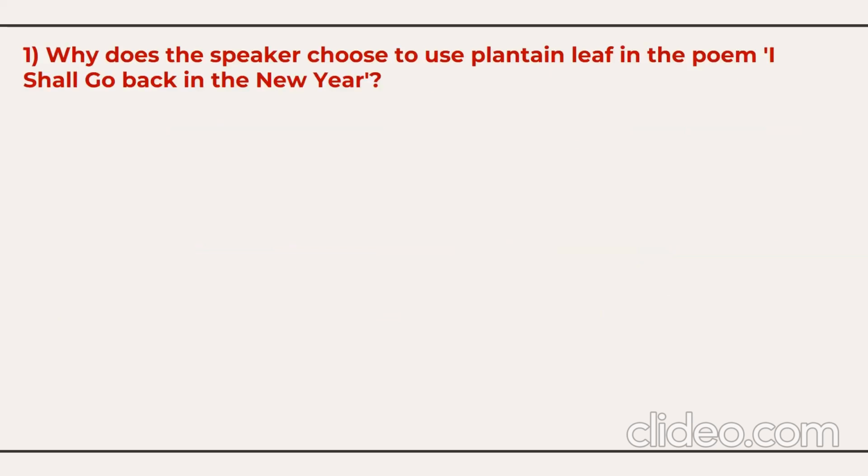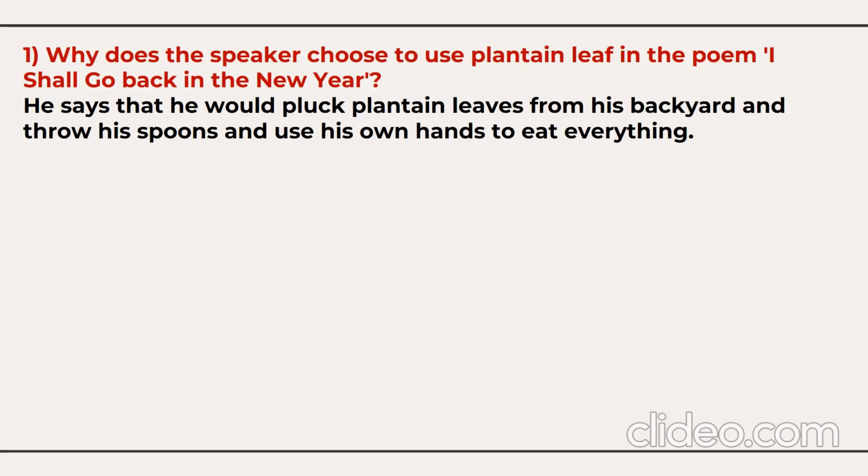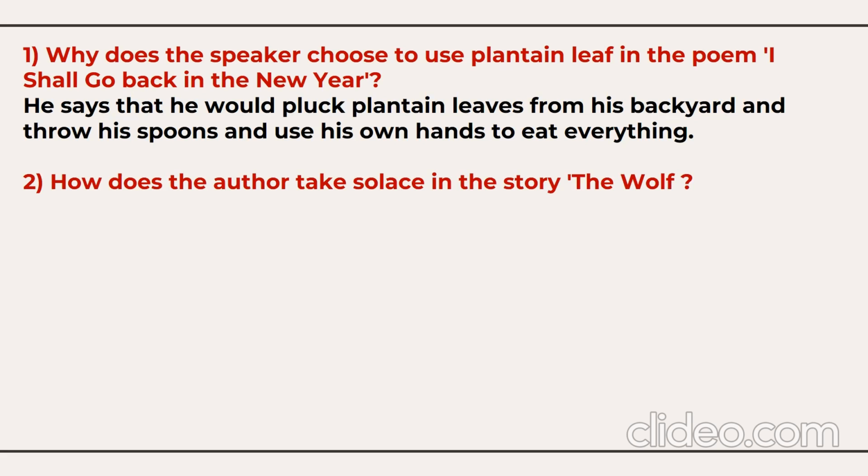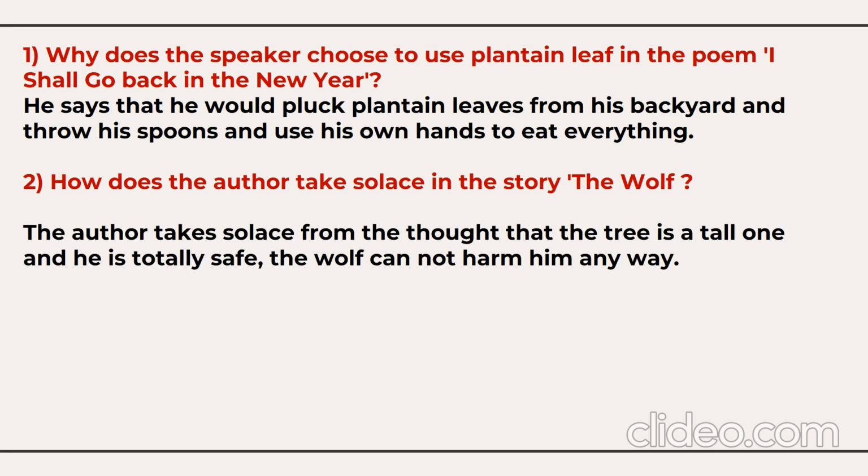So, question number 1: why does the speaker choose to use the plantain leaf in "I Shall Go Back in the New Year"? He says that he would pluck plantain leaves from his backyard, throw away his spoon and use his own hands to eat everything. Then, how does the author take solace in the story? Solace means comfort, because the author takes solace from the thought that the tree is tall and he's totally safe. The wolf cannot harm him anyway.